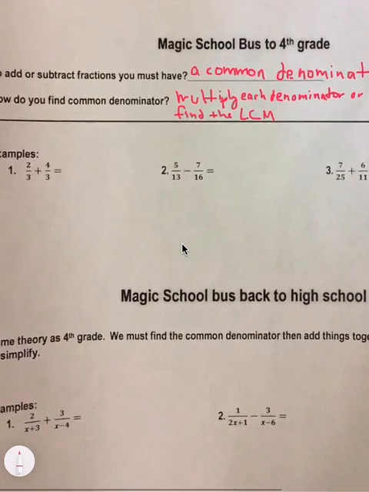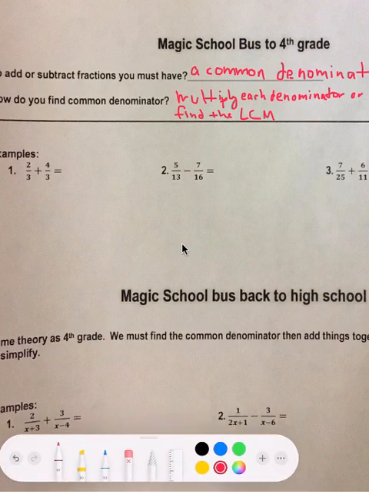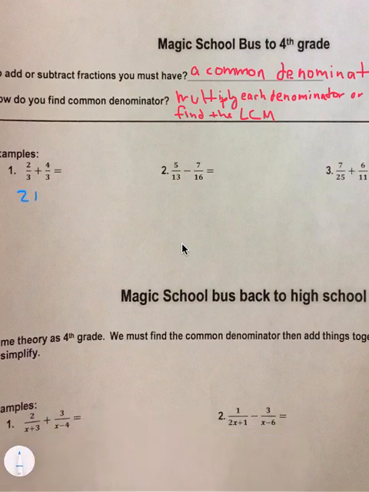So, for example, we have 2/3 plus 4/3. They both have the same denominator. So how I can make that is just 2 plus 4 over 3. I don't have to do anything to anything else because they have the same denominator. That is 6 over 3, or it equals 2.